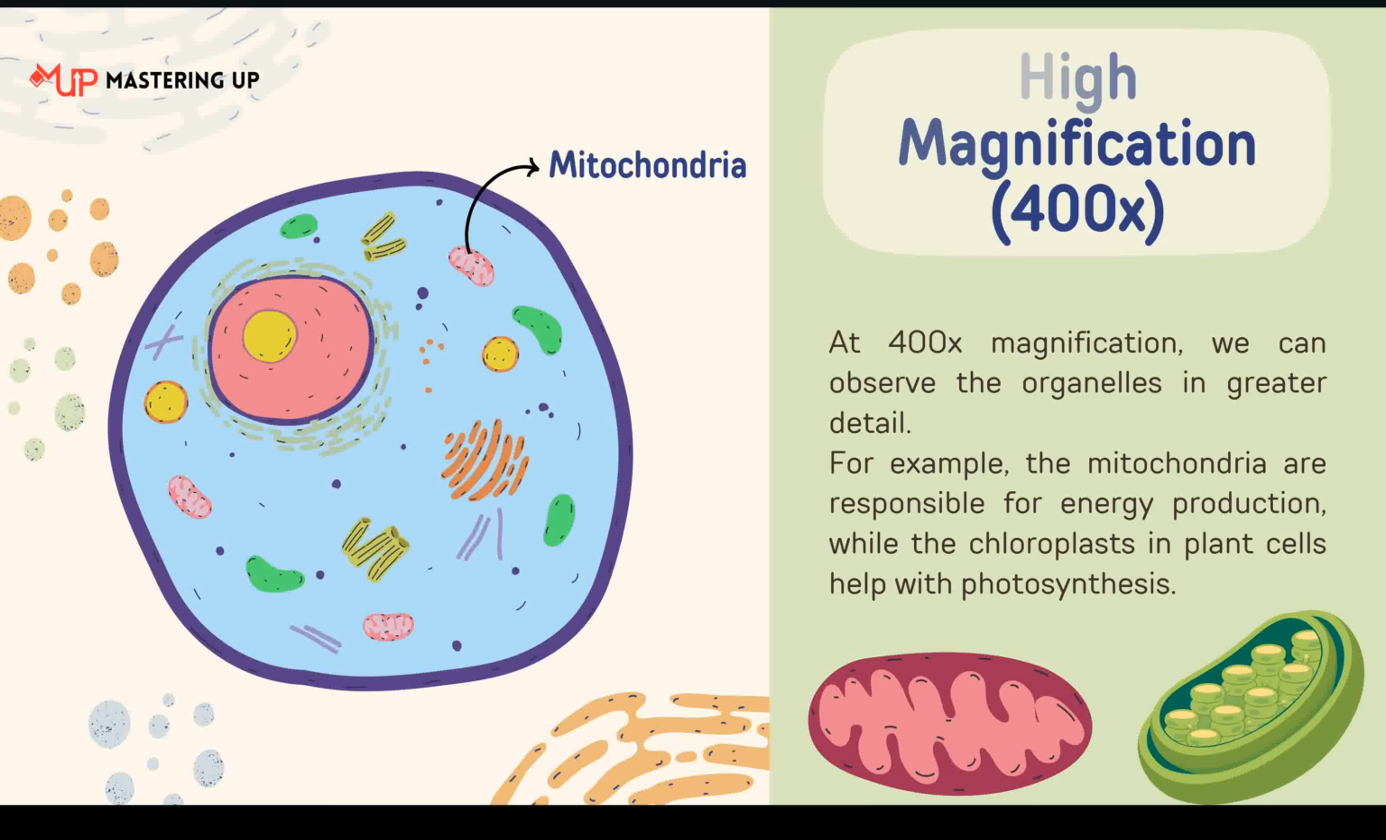Chloroplasts, which are found only in plant cells, are the site of photosynthesis, where light energy is converted into chemical energy, that is glucose. They contain chlorophyll, the green pigment that captures light energy. As we know, photosynthesis is vital for the production of oxygen and as the foundation of most food chains on Earth.